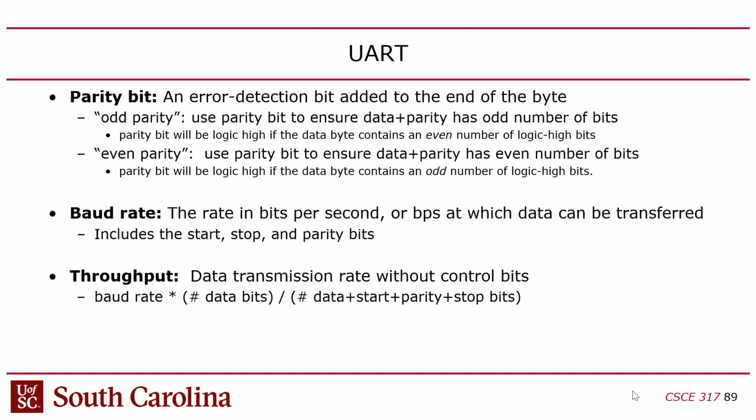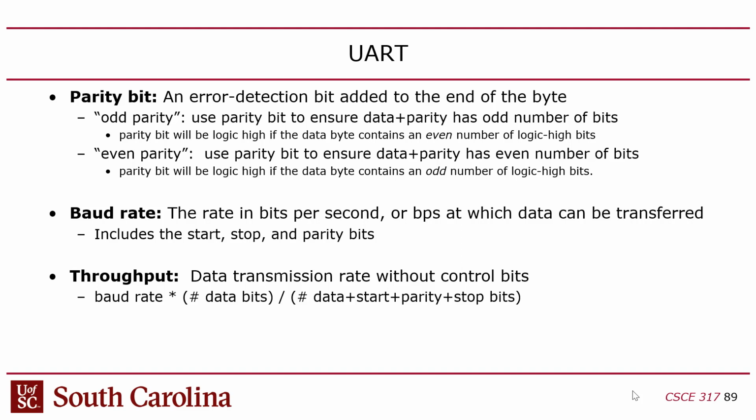So basically, what that means is that if you're using odd parity, the parity bit is high if there's an even number of 1 bits in the byte, because by adding that extra 1 bit, you now make the total number of 1 bits odd. Make sense? And then even is the same way, except with even. Okay, I'll show you an example of that in just a minute.